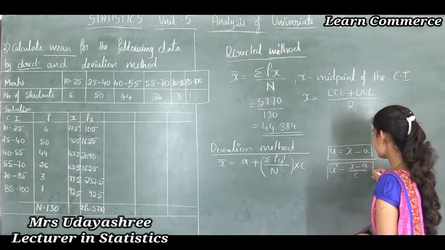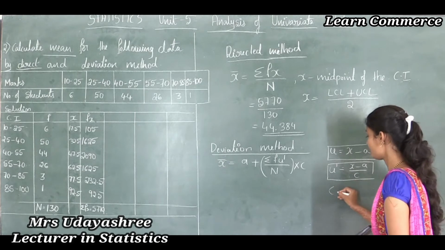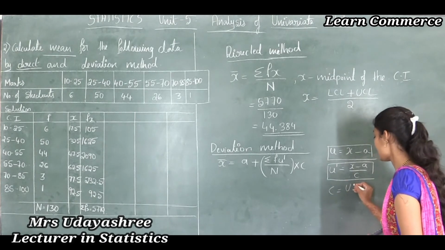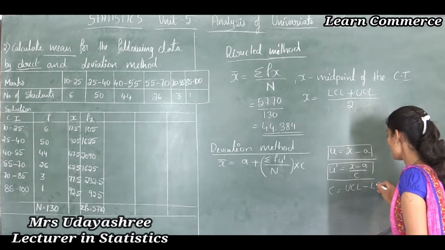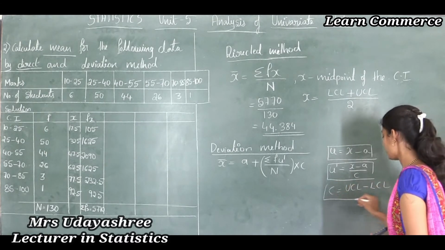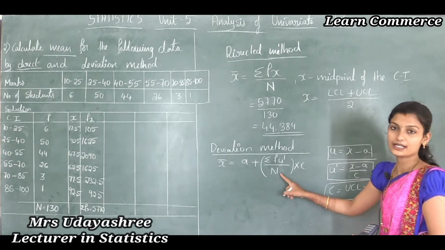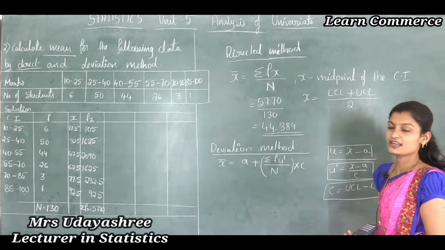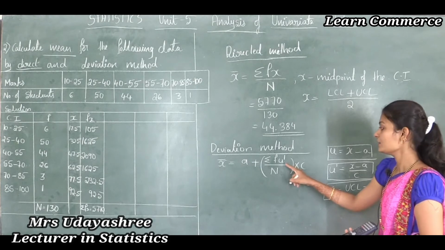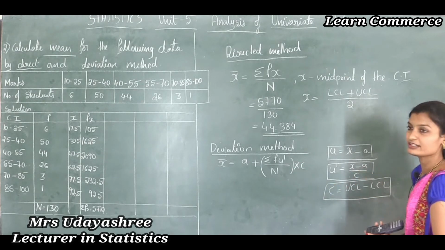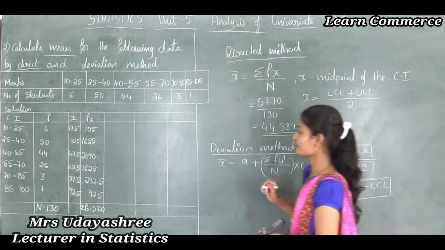Here c is nothing but the width of a class. To calculate width, the formula is upper class limit minus lower class limit. So here c is class width, a is assumed mean, capital letter N is total frequency, f is frequency. To calculate u dash, the formula is x minus a divided by c. Okay, let's see the solution part.